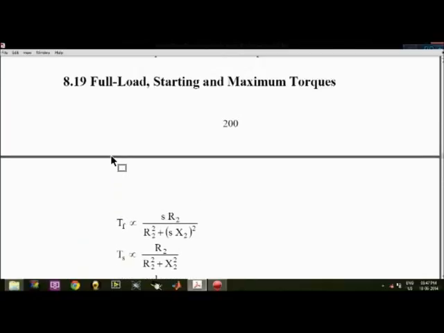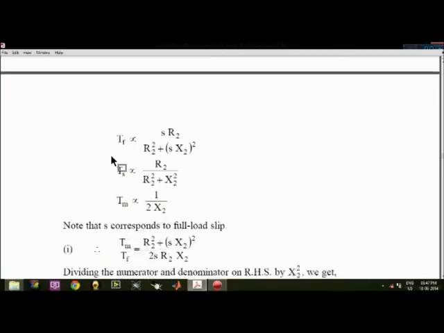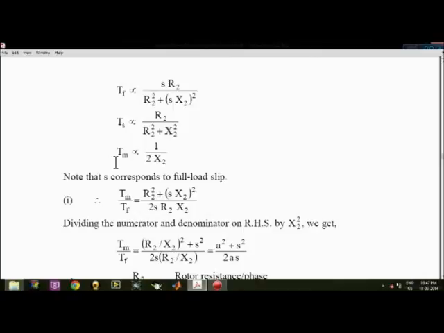Now we'll see the full load, starting and maximum torques. The expression for full load torque is given as Tf is directly proportional to s R2 square, s being the slip, times R2 by R2 square plus X2 square. Starting torque is given as R2, as in this case no slip is required at starting condition, so R2 by R2 square plus X2 square.